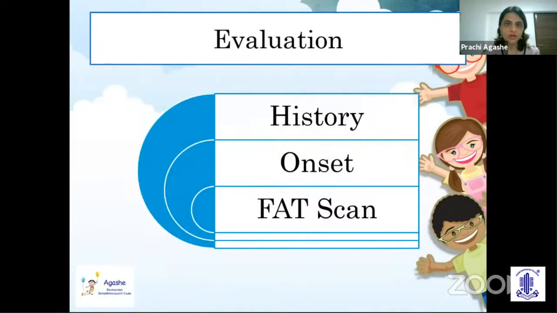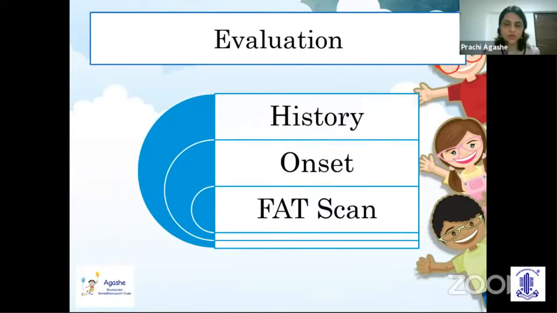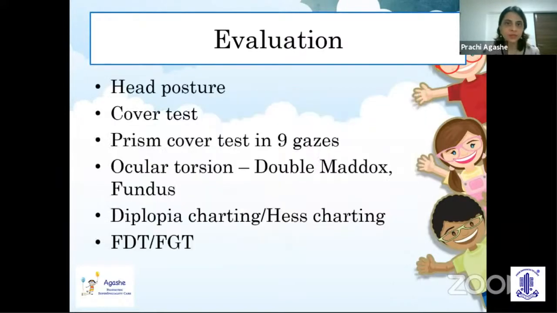Coming to the evaluation, history as to whether it's a childhood onset or whether it's a recent onset. There is history of diplopia, whether the symptoms are variable in nature, and when the onset is not very clear, a FAT scan looking at the old photographs can always help. So this is a broad category under which the evaluation would be covered. However, the diplopia, head posture and ocular torsion will be covered by Dr. Ambika.